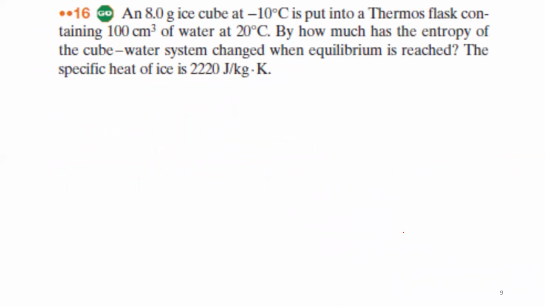Now, this problem, please solve it. It's an extremely important problem. So we have an ice cube, 8 grams. You put it in kilograms, which is at minus 10 degrees Celsius. So I put it in a thermos flask containing 100 centimeter cube of water at 20 degrees Celsius. Now the question is to calculate the entropy change, the change in entropy for the ice-water system when the equilibrium is reached. I give you the specific heat of ice, the specific heat of water, you know it already, and also you know the heat of fusion of ice.